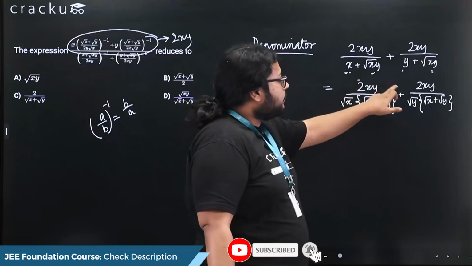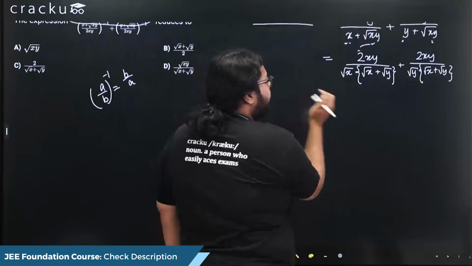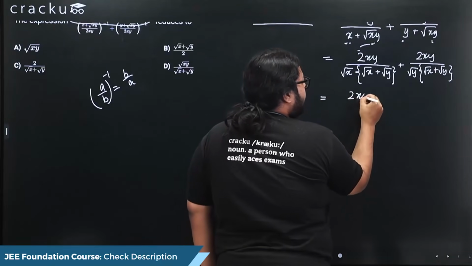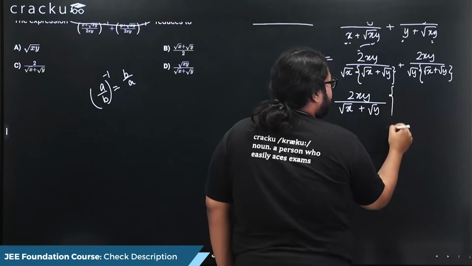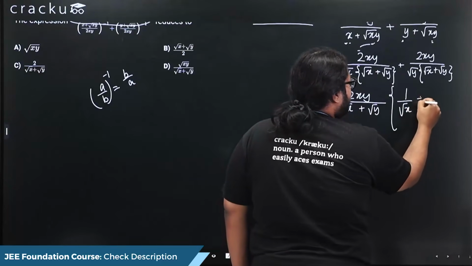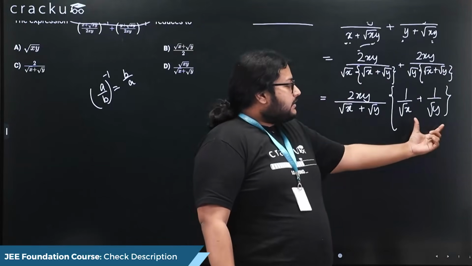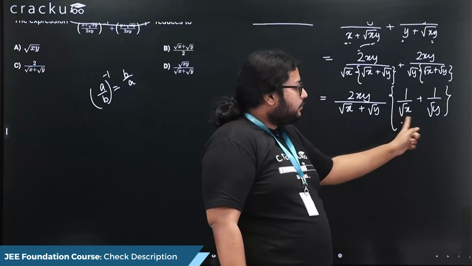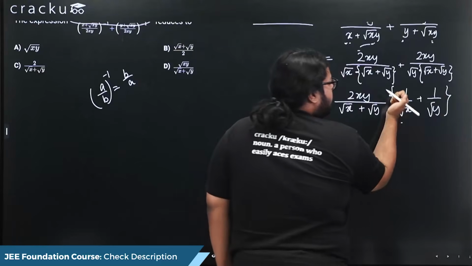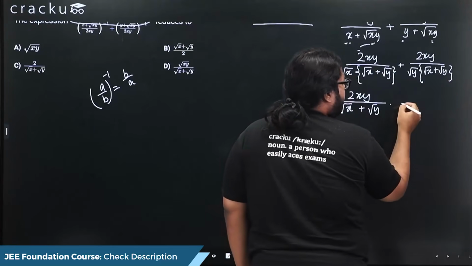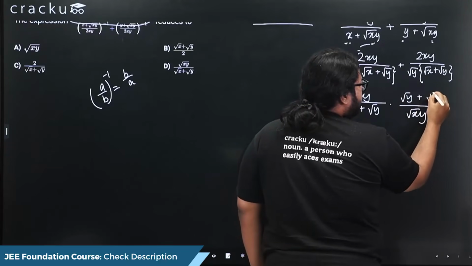Now, if you see, this whole part can be taken as common. We'll take it: 2xy times root x plus root y, times 1 by root x plus 1 by root y. This one I can again simplify. When I take the LCM, I'll have root xy in the denominator and root y plus root x. So I can just write it directly: root xy and a root y plus root x.